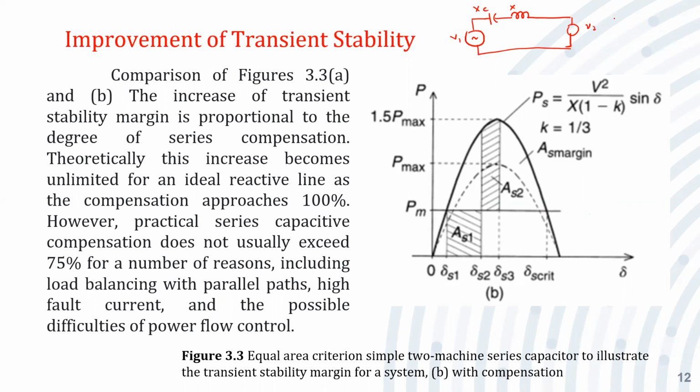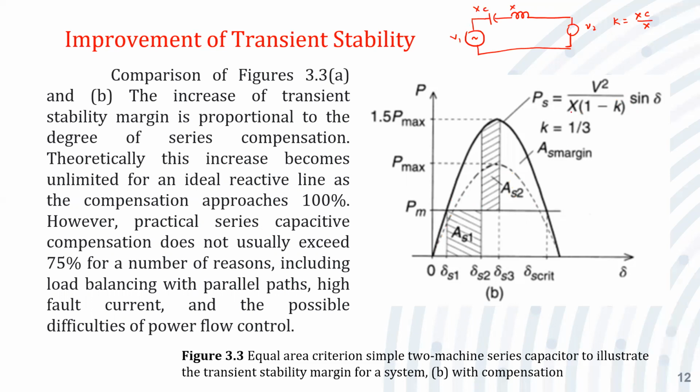So what is the value of K? Where K is equal to XC upon X. Okay. So the power P is equal to this equation. This is the power, V square upon X into 1 minus K, into sine delta, which we have already derived in the concept of series compensation. So this is the older curve without any compensation. This is the marginal area.